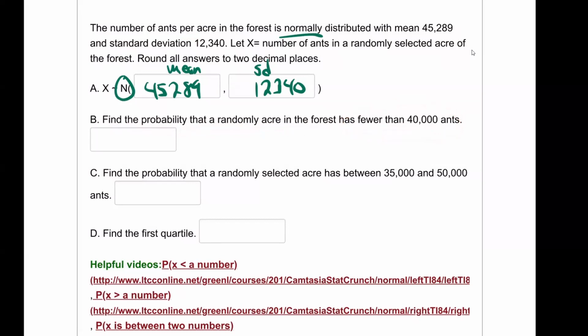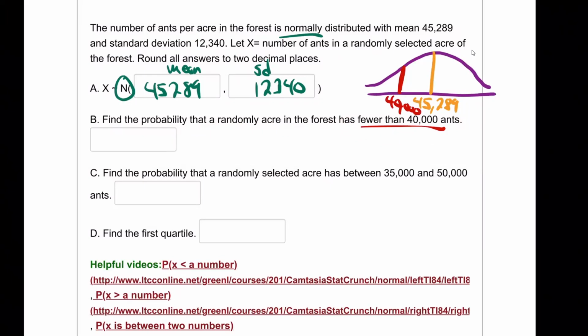Okay, so we have to draw ourselves a bell curve like always. The middle is the mean, 45,289. That's the average number of ants per acre. Now what are they saying? Fewer than 40,000. So 40,000 is smaller than 45,000, somewhere to the left.